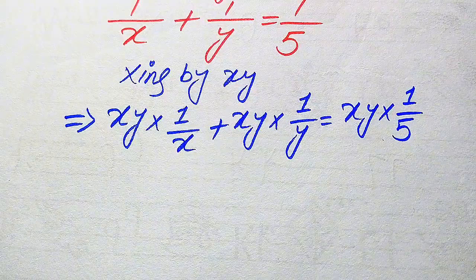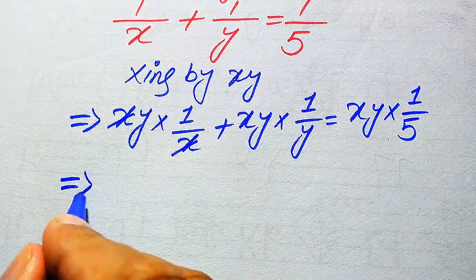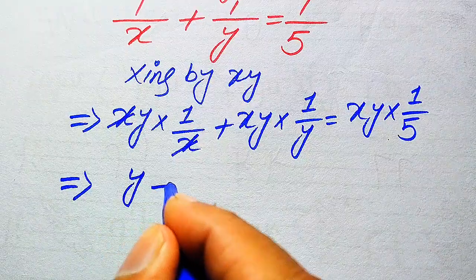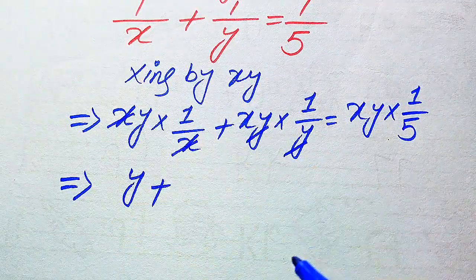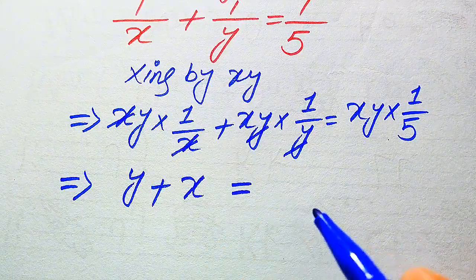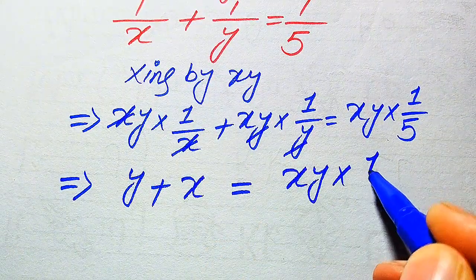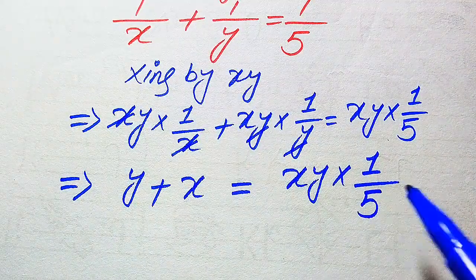And further in the next step, you see here this x and x are cancelled out by each other. So from here we get only y, plus this y and y are cancelled out by each other, and here we get only x, and this whole equation is equal to xy multiplied by 1 over 5.